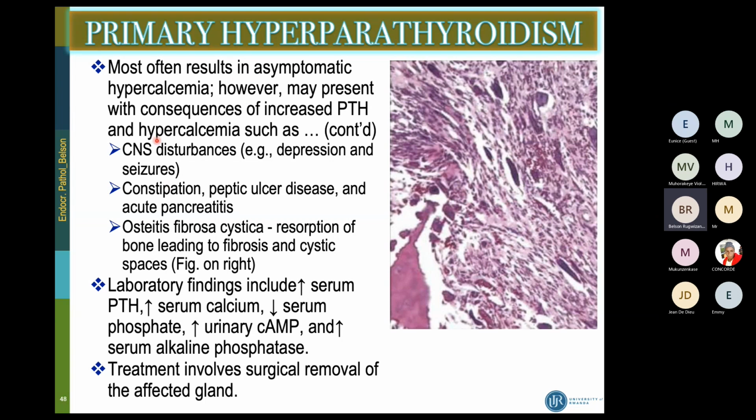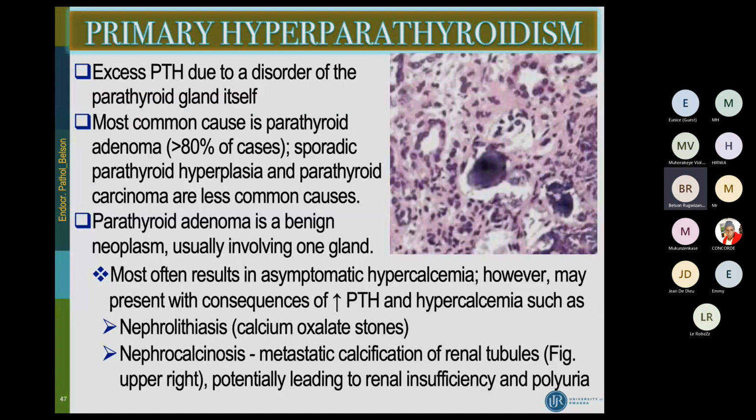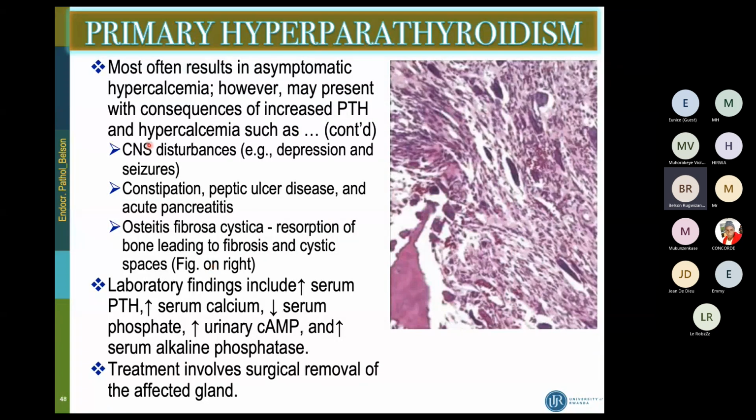So there are signs apart from nephrolithiasis and nephrocalcinosis. Another consequence may be central nervous system disturbances such as depression and seizures, constipation, peptic ulcer disease, and acute pancreatitis. You understand this is at the level of the alimentary system. Or osteitis fibrosa cystica in the bones. So you can understand osteitis, there's inflammation in the bones, and there's fibrosis around there, and there's some cyst formation.